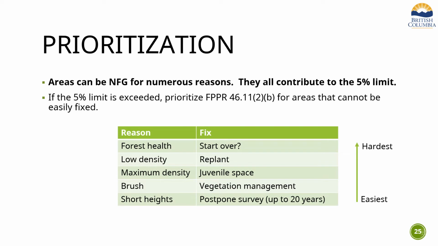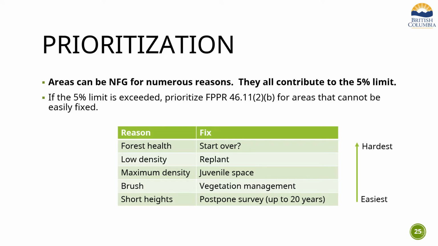So you'd want to apply 46.112B on the not free growing areas that are hardest to fix. So for example, you could have 3 1 to 2 hectare not free growing patches in your standards unit. One is NFG due to root rot, one is NFG due to short heights, and one is NFG due to broadleaf trees. Despite being NFG for different reasons, their combined area would need to be less than 5% of SU. If it's greater, then an intervention is required.